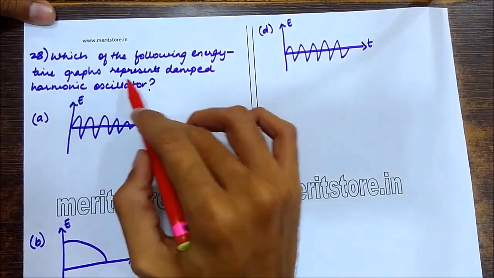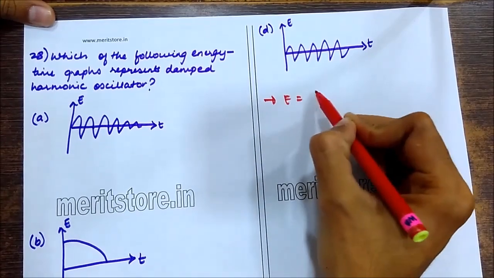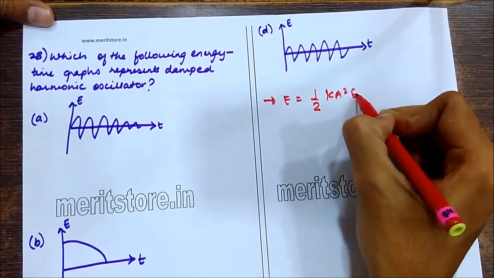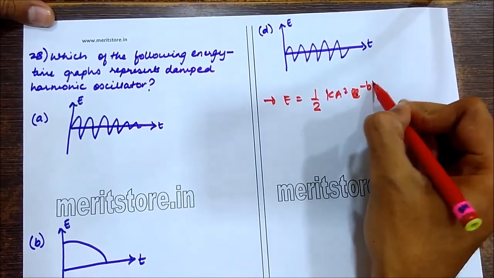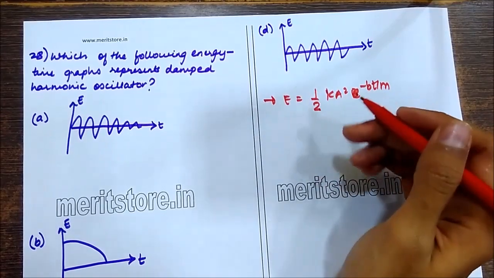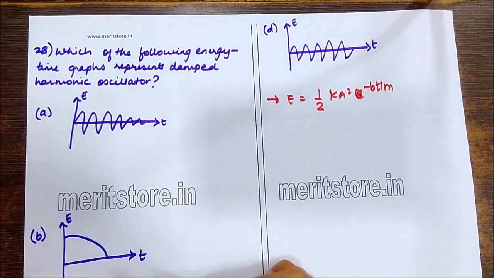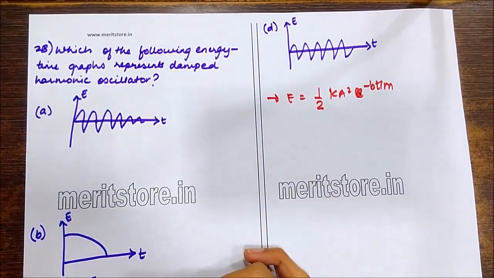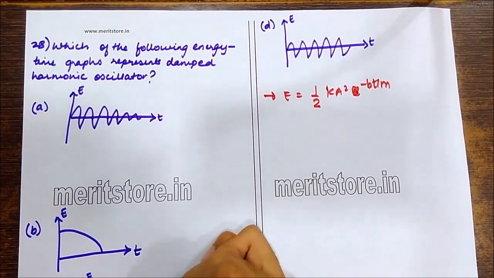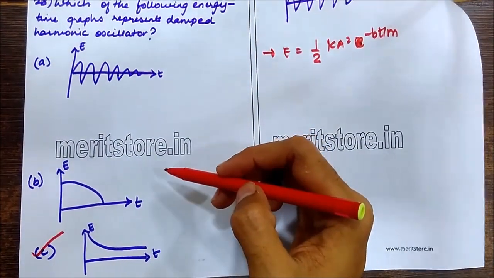Which of the following energy time graphs represents the damped harmonic oscillator? Here the energy of the damped harmonic oscillator is given by half k a square e raised to minus bt upon m, where the oscillation decreases exponentially with respect to time. So from all the three, C is the graph in which the oscillations are decreasing exponentially with time. So your correct option is graph C.